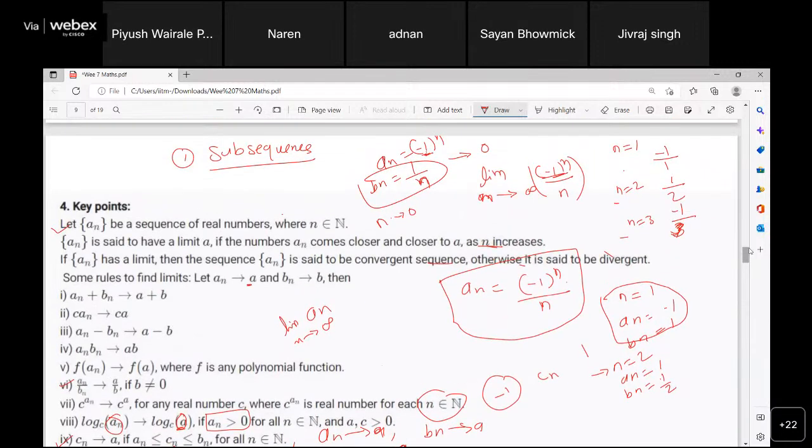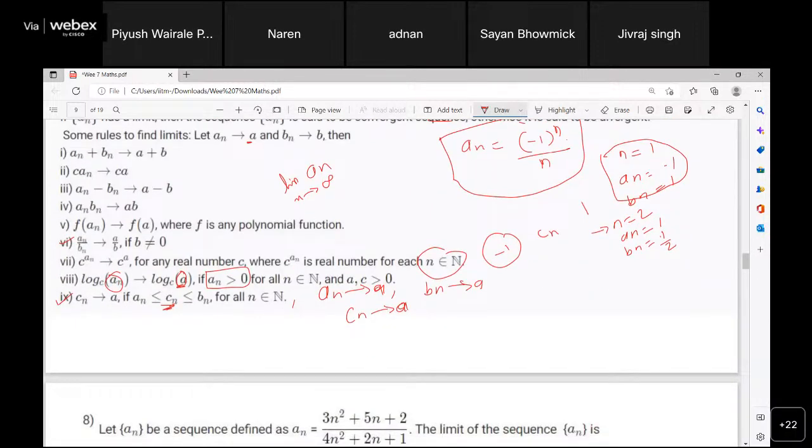I think in the slides I had taken this example. We can check the slide. Okay, just 1 minute.